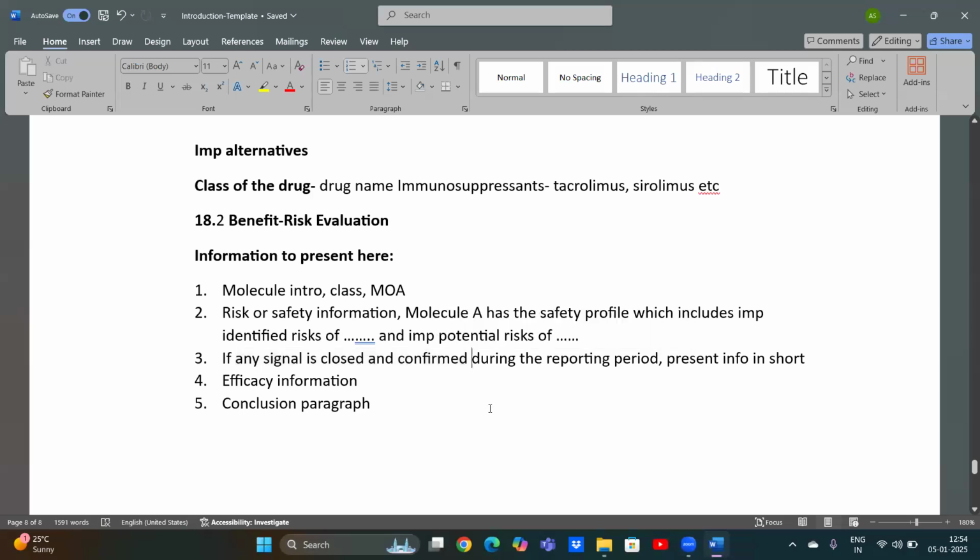That is for risk and safety, for safety information. The risk is only the safety information that you are presenting in PBER. Okay. Right? And then 17 onwards, whatever efficacy information is there.